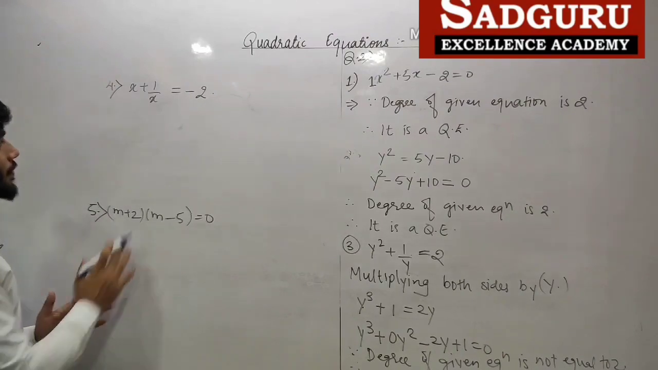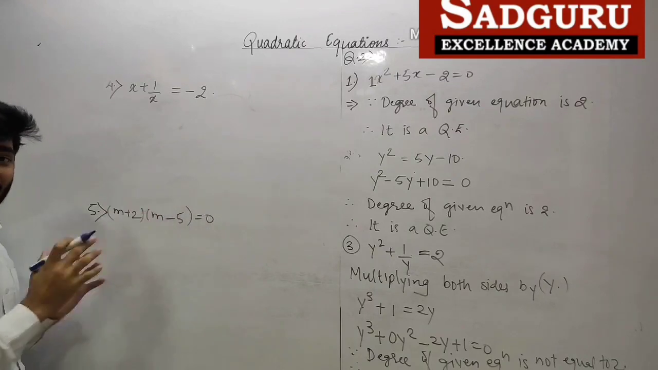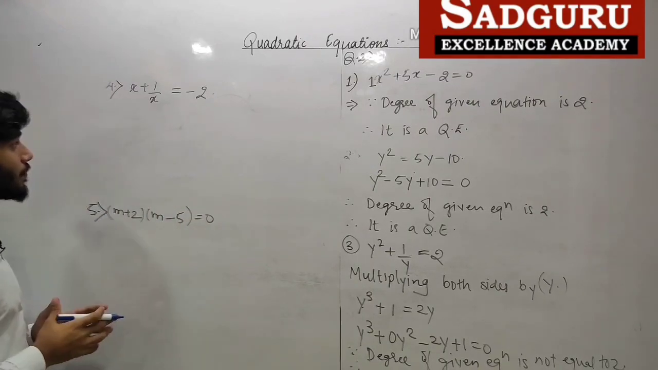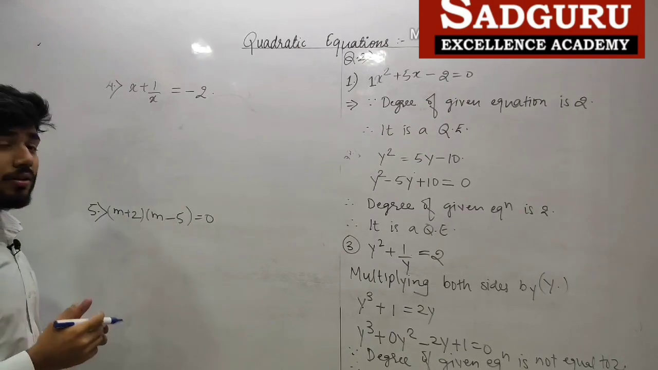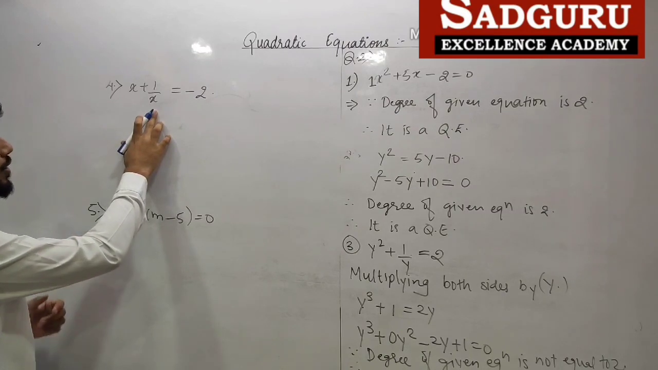Now question number 4. What is the question? x plus 1 upon x equals minus 2. This is not in the general form of a quadratic equation. So what do we have to do? We have to convert it into general form. So as we did in the previous question, we will do the same.